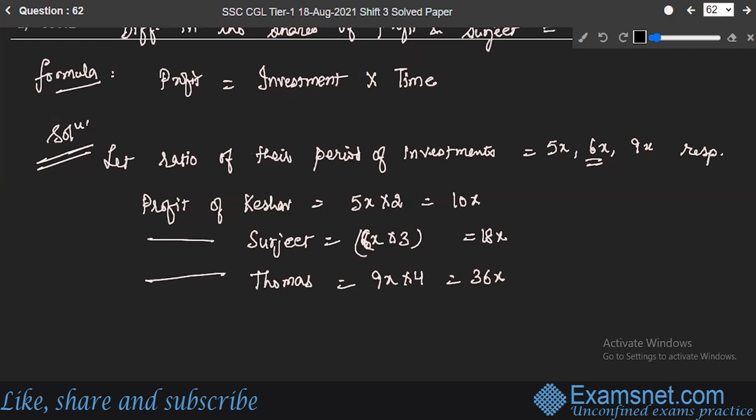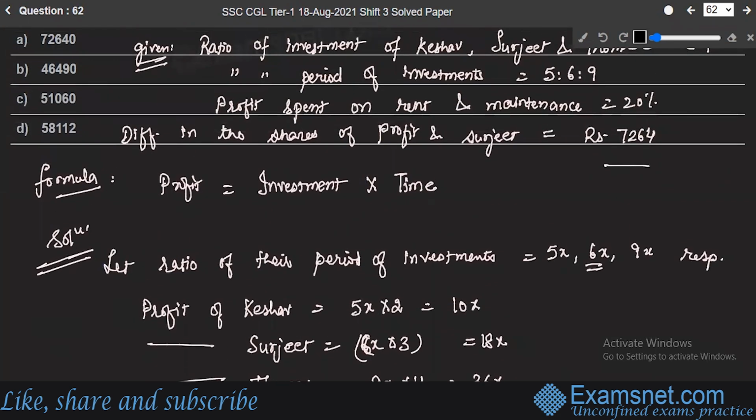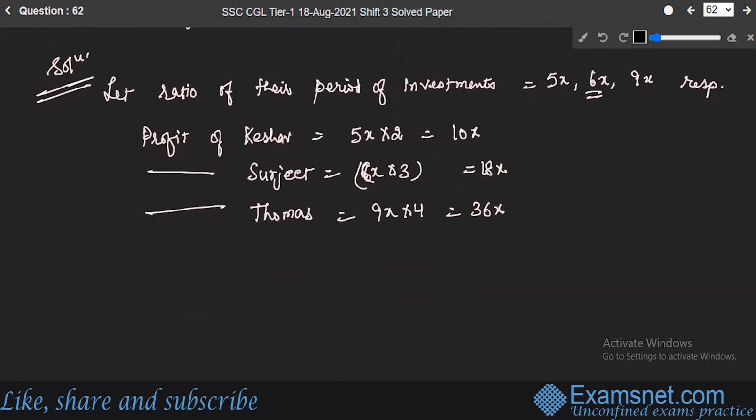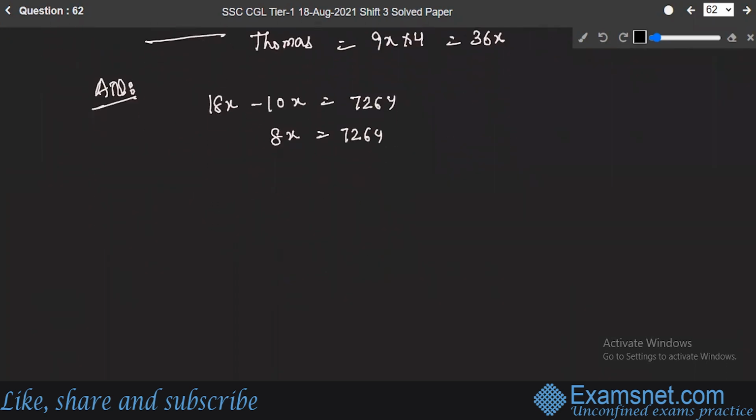Now, according to the question, what is given? The difference in the shares of profit of Keshav and Surjit was 7264. Right? For Keshav, it was 10x, and for Surjit, it's 18x. So, according to the question, 18x minus 10x is equal to 7264. That is 8x is equal to 7264, or x is equal to 7264 divided by 8, which will be equal to 908. Right?